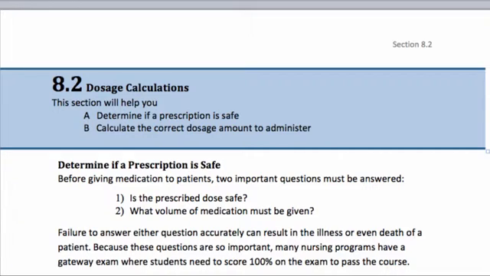Before giving a medication to patients, two important questions must be answered. Is the prescribed dose safe? And then what volume of medication must be given? Failure to answer either question accurately can result in illness or even death of a patient. Because these questions are so important, many nursing programs have a gateway exam where students need to score 100% on the exam to pass the course.